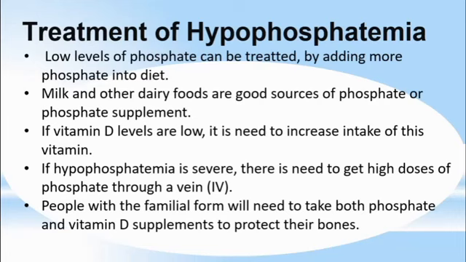It is treatable. Low levels of phosphate can be treated by adding more phosphate into the diet. Milk and other dairy foods are a good source of phosphate, as are phosphate supplements. If vitamin D levels are low, it is needed to increase intake of this vitamin because it helps the absorption of phosphates. If hypophosphatemia is severe, there is a need to get a high dose of phosphate through a vein.